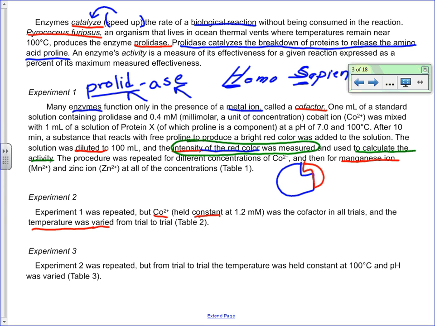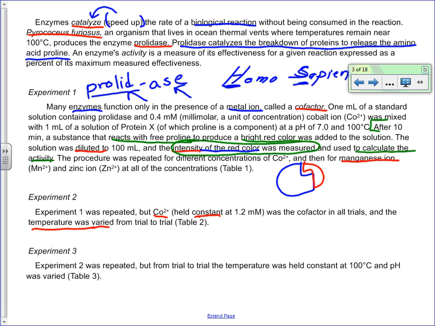All right. Now, how is the red color being made? Where is the red color coming from? It comes from this sentence right here. The red color comes from a substance that does what? Reacts with proline. And it turns what color? Bright red. So we're adding this substance that reacts with proline to make a bright red color.